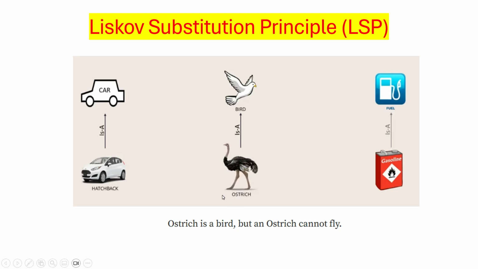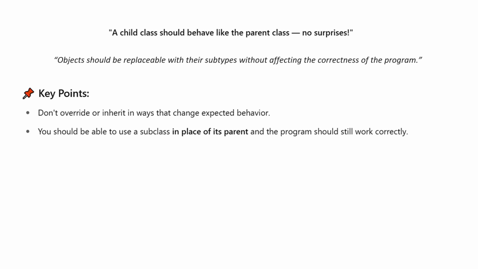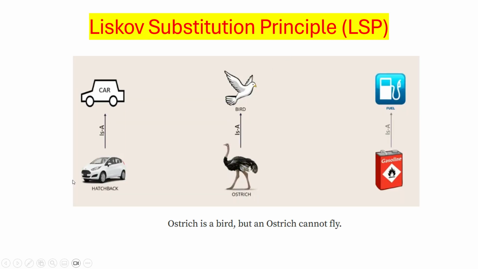This is what LSP states. It says that objects of a superclass should be replaceable with the objects of a subclass without affecting the correctness of a program. So here I have described it in more detail. A child class should behave like a parent class and there is no surprise in it. For example, the hatchback class is a car only. So we can say, okay, it is behaving like a car and there is no surprise in that.